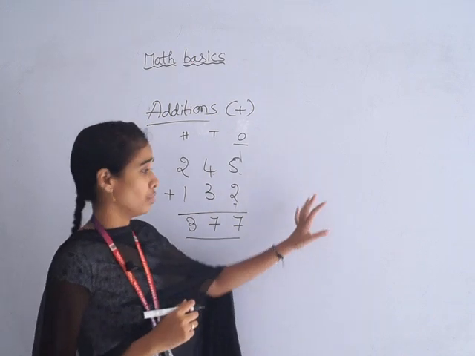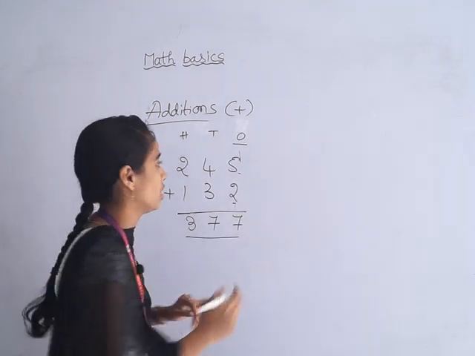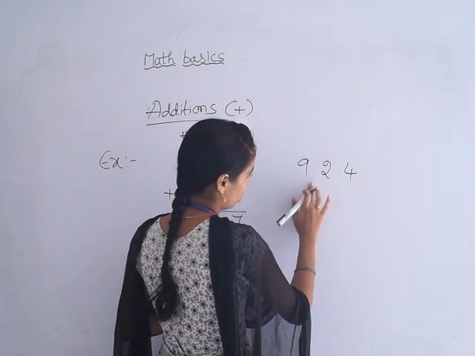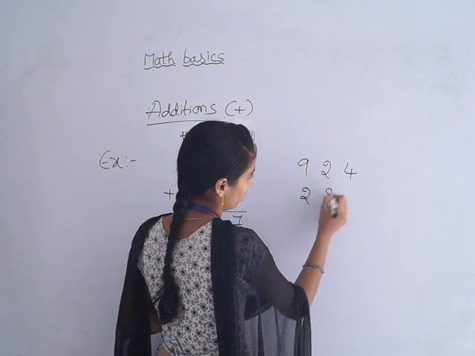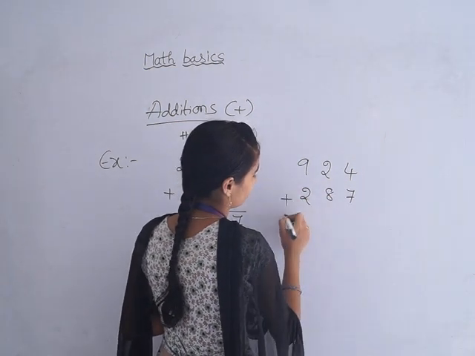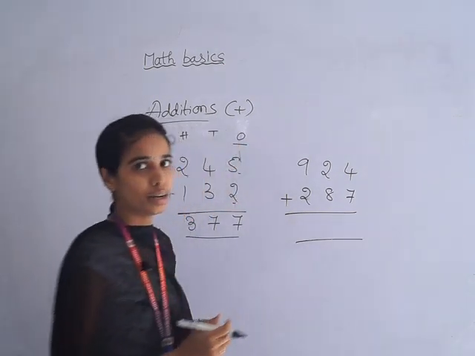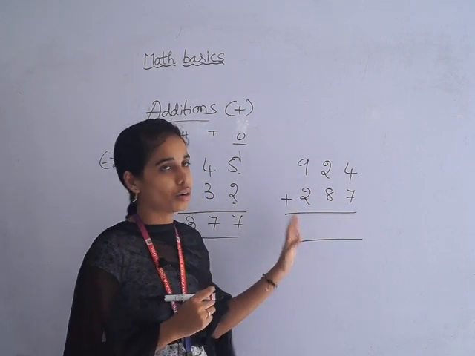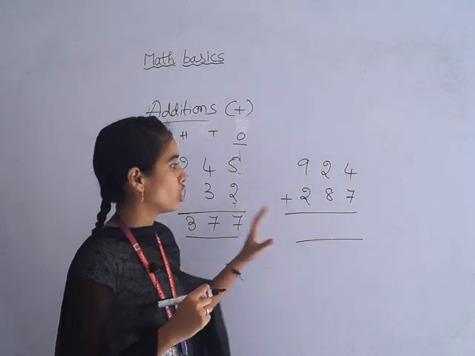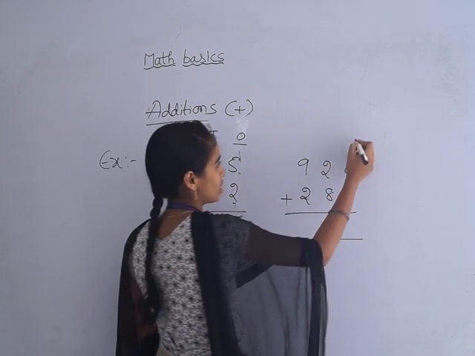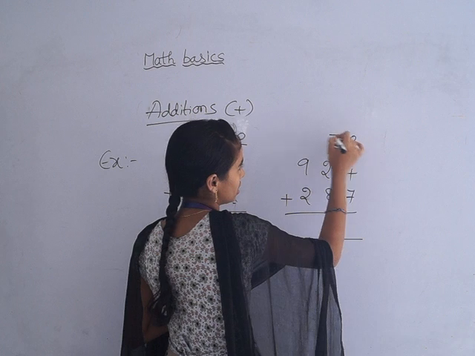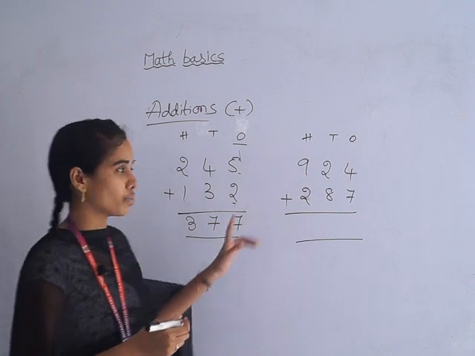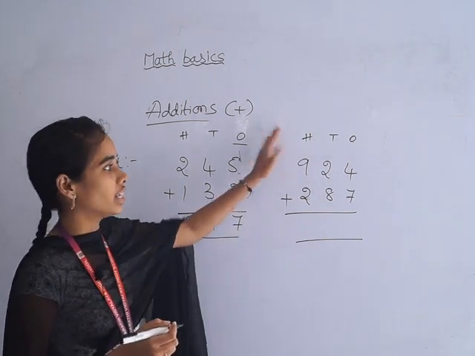Now I am telling you about carrying additions. 924 and 287. Okay children, here also I gave a question: 924 plus 287. Now you have to add these. First write down the place values: ones, tens, hundreds. These are the place values for 3 digits. If you have 4 digits, you have to write an extra place value here, that is 1000.